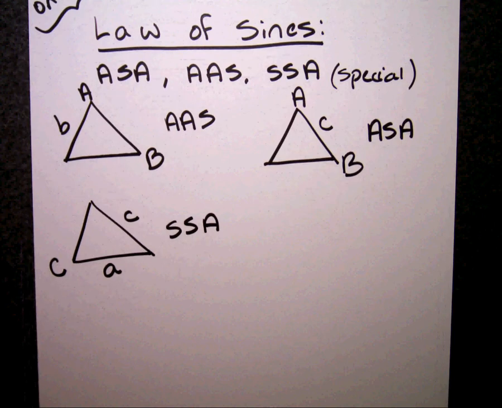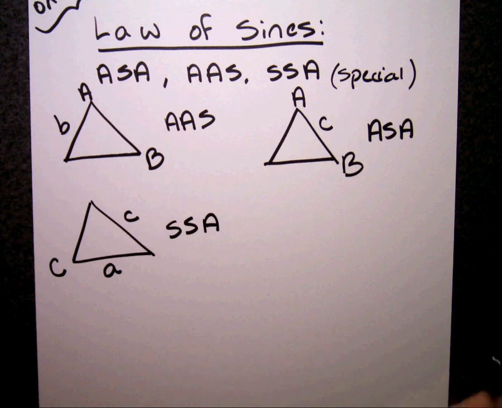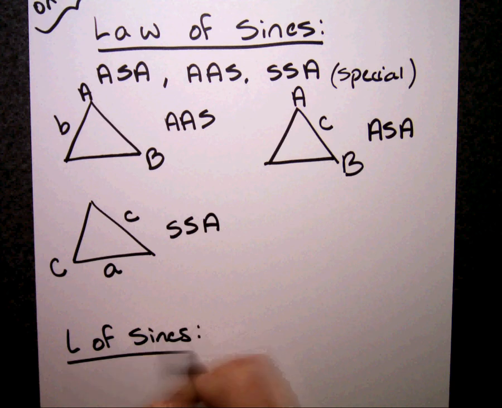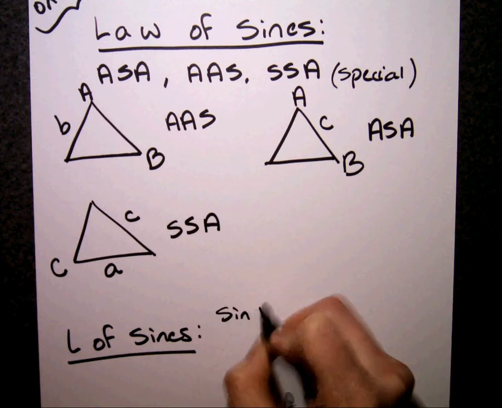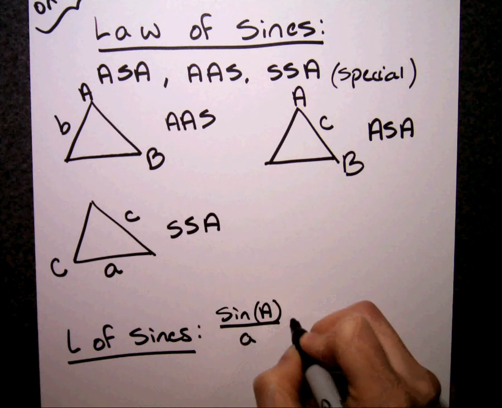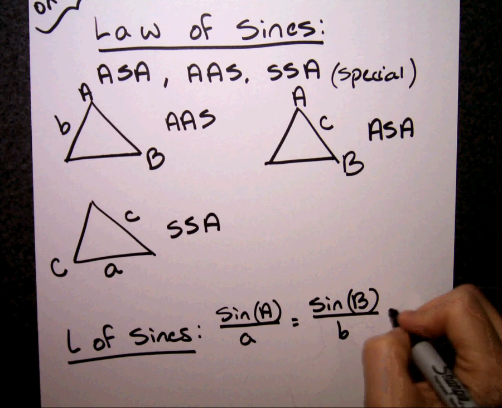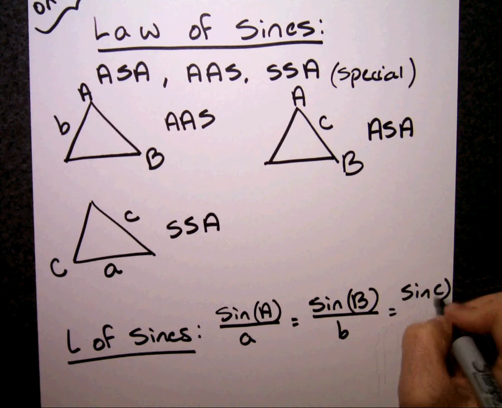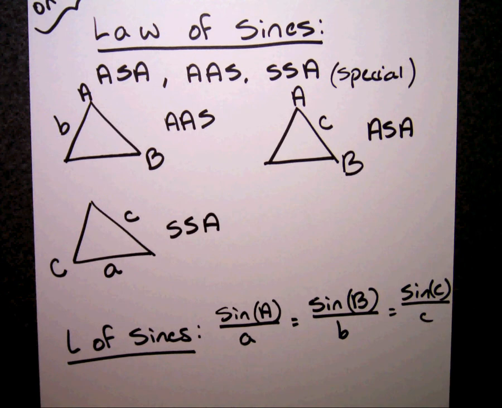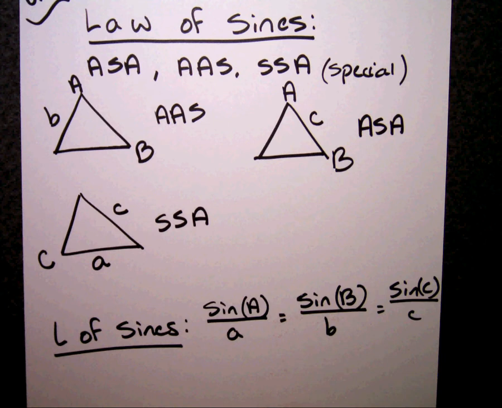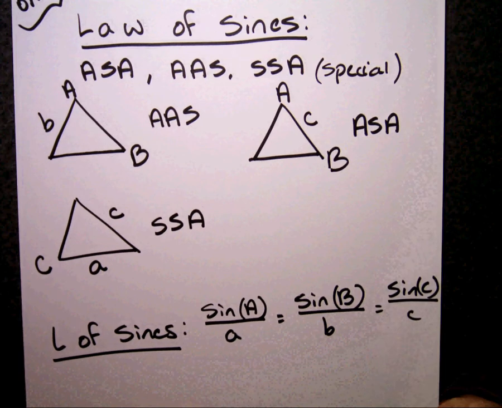The law of sines is a ratio between corresponding side lengths and angles. What the law of sines actually says is that sine of angle A divided by side A is equal to sine of angle B divided by side B, and that's equal to sine of angle C divided by side C. Depending on the information that we have, we'll use pieces of this ratio. So let's jump in and actually do an example using this information.